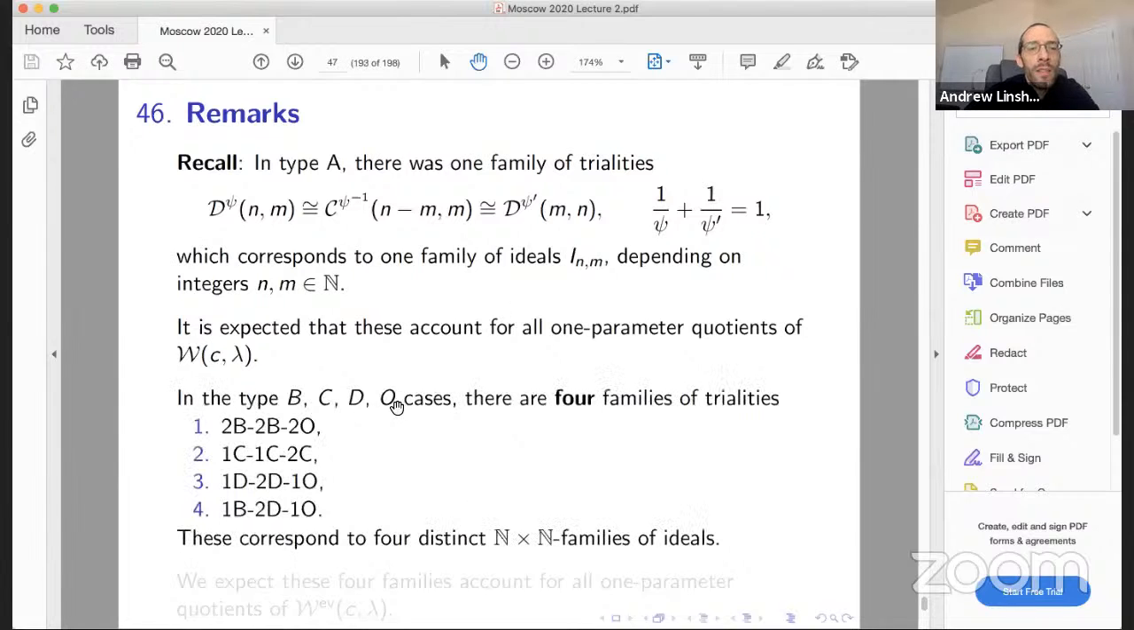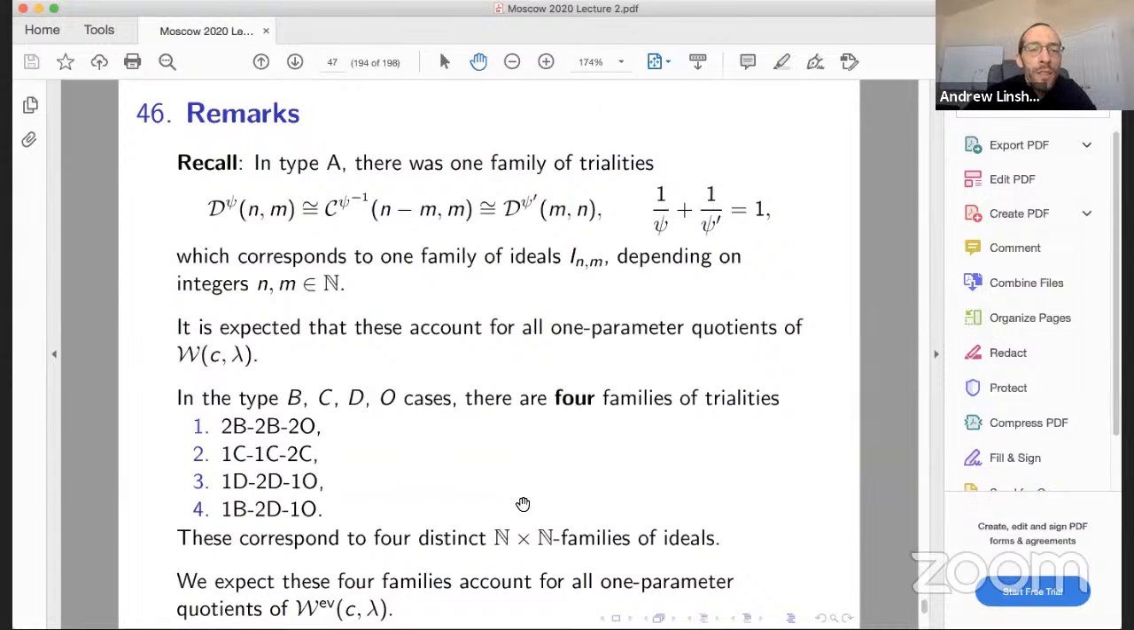So for this other family, this BCDO, there are 4 distinct families of trialities, which I organized in this way. The ideals that appear in the first family are a uniform family that come from M and N. But none of these ideals is the same as one of these, et cetera. There are 4 distinct families of ideals. And so again, one expects that those 4 families account for all the one parameter quotients, but that's not known.